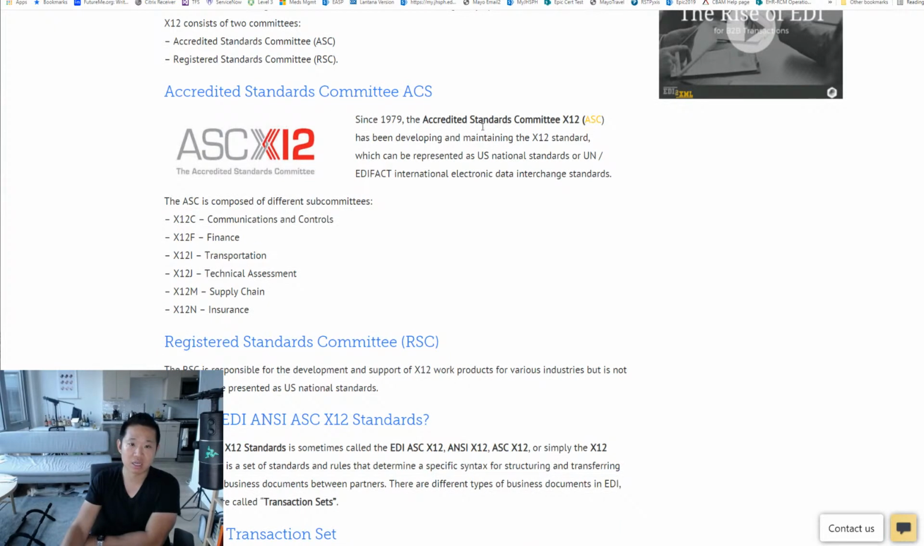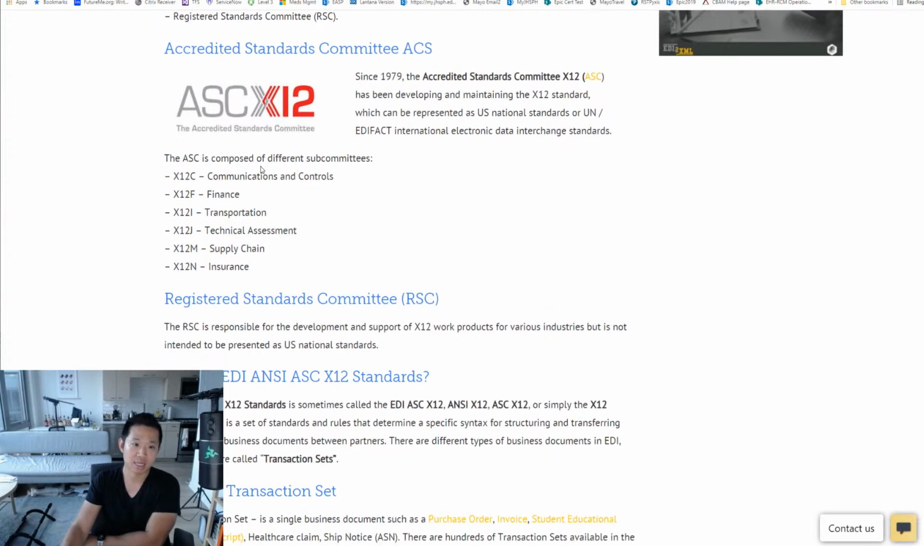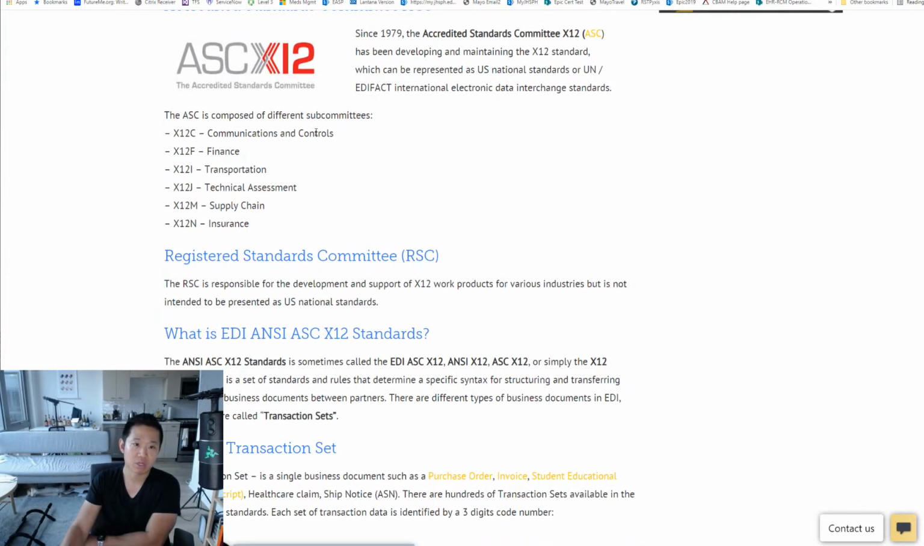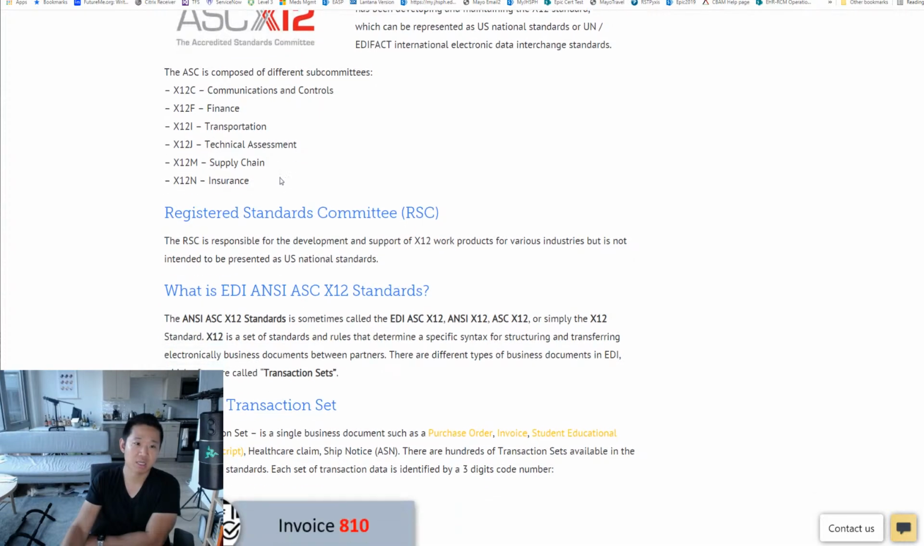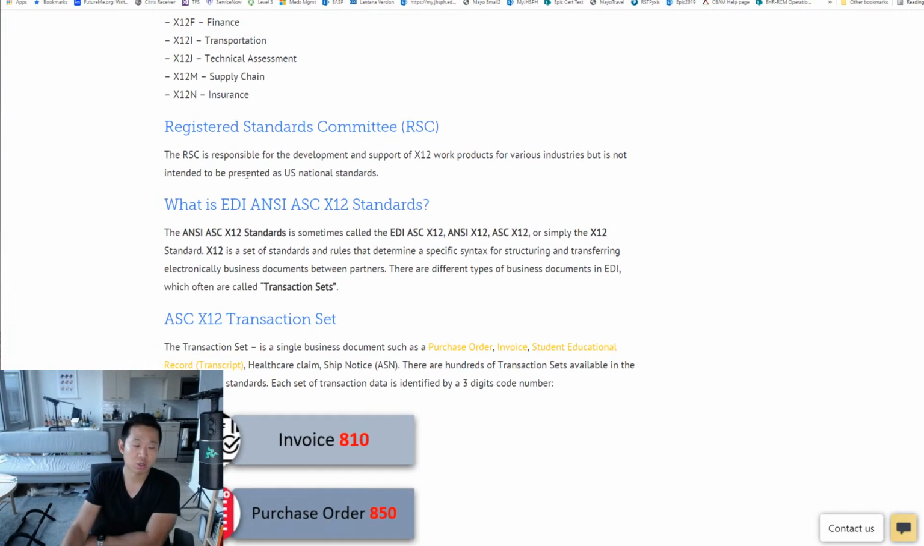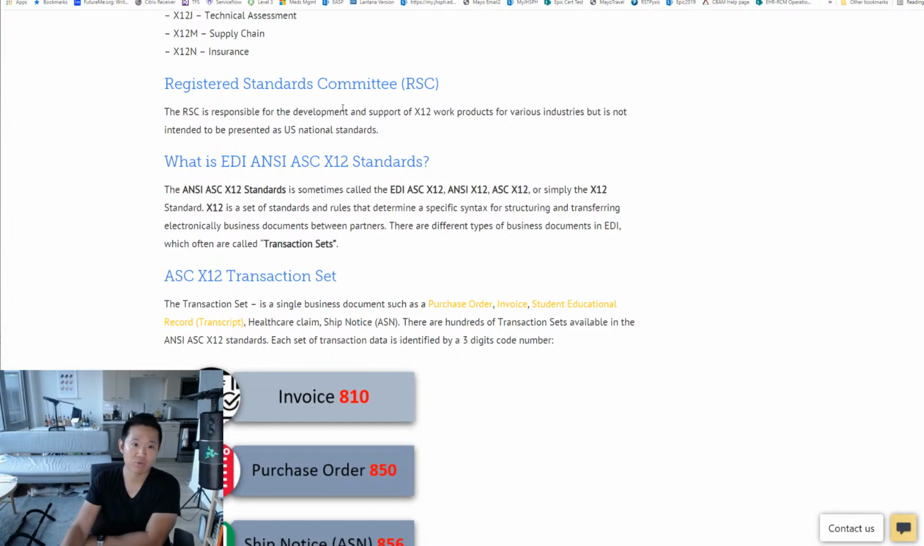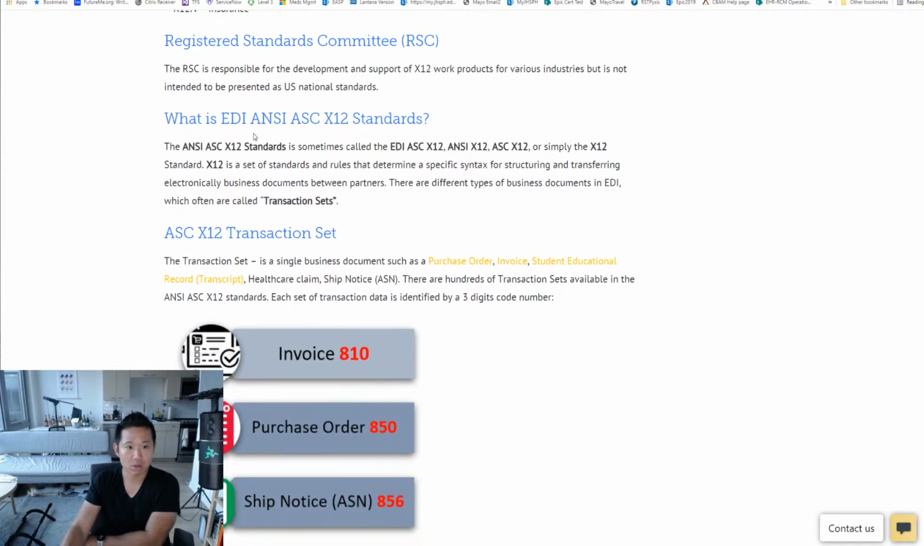Since 1979, the Accredited Standards Committee has been developing and maintaining the X12 standard, which can be represented as U.S. National Standards or UN-EDIFACT International Electronic Data Interchange Standards. The ASC is composed of different subcommittees: Communications and Control, Finance, Transportation, Technical Assessment, Supply Chain, and Insurance. Registered Standards Committee. The RSC is responsible for the development and support of X12 work products for various industries, but is not intended to be represented as U.S. national standards.